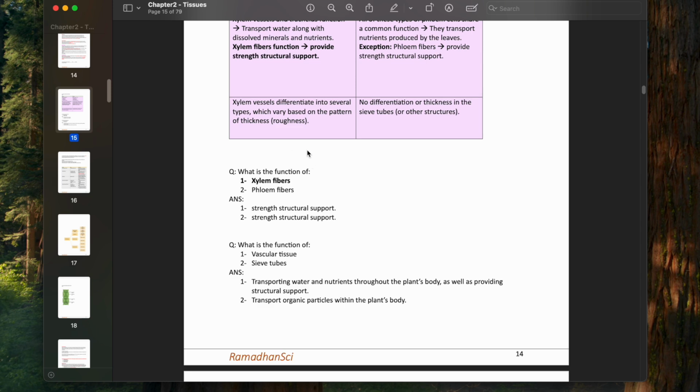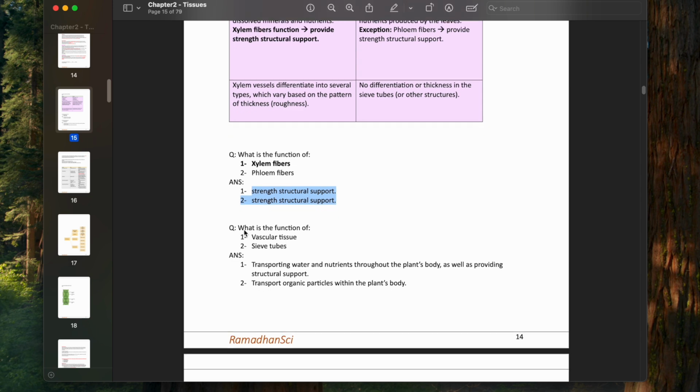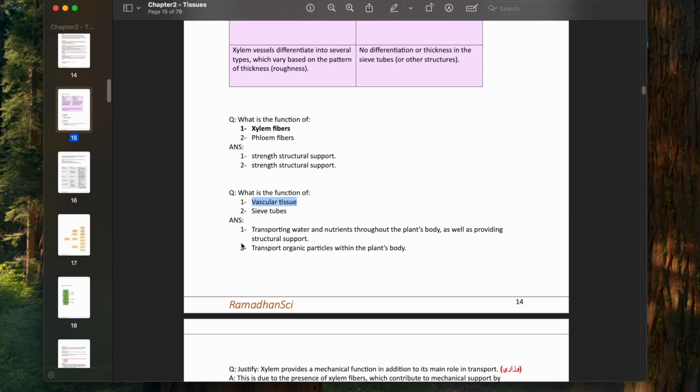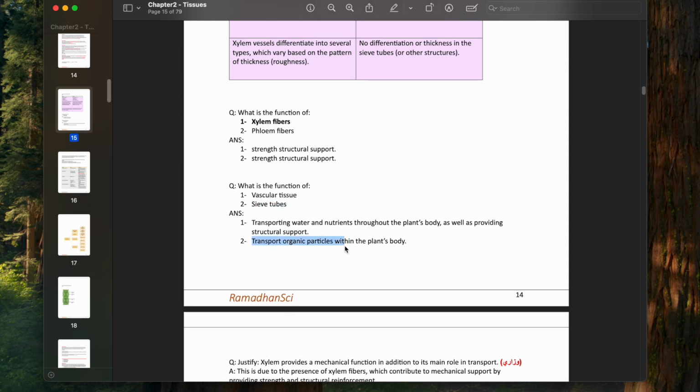Question: what is the function of xylem fibers, phloem fibers? They both have a structural support and strength function. Question: what is the function of vascular tissue? Now, the vascular tissue in general, we said that in general, they transport water and nutrients throughout the plant's body, as well as providing structural support. Sieve tubes, they transport organic particles within the plant's body.